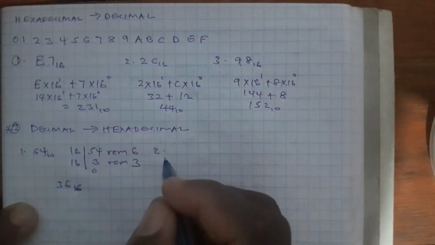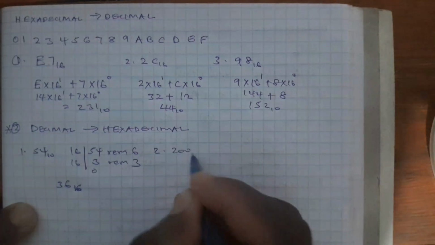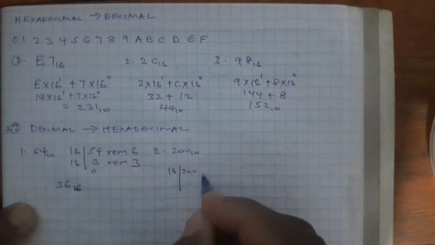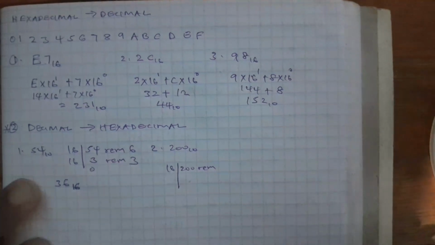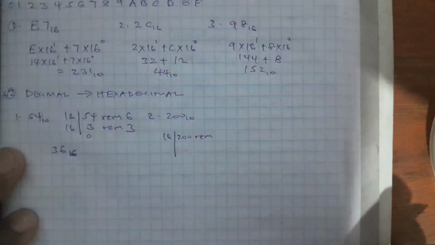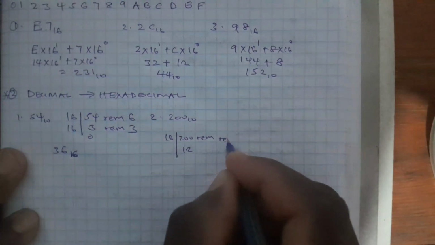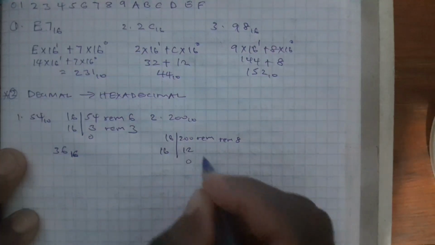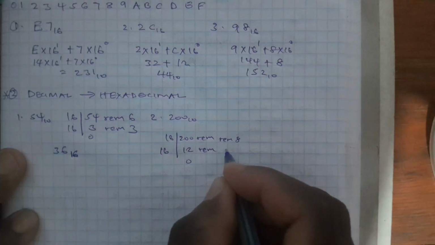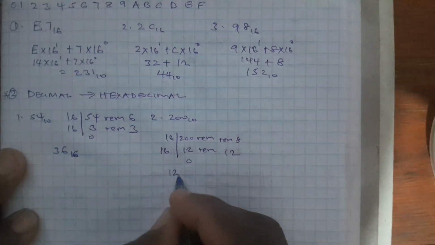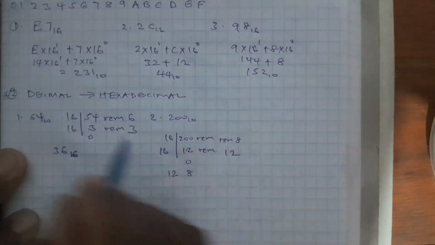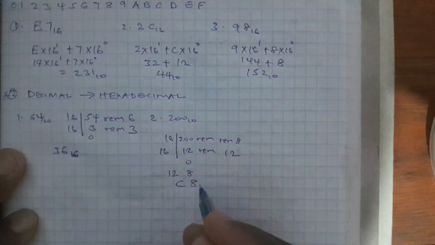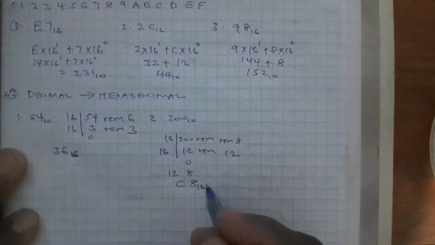Let's look at the second example. You have 200 to the base of 10. You do the same. You divide through by 16 and you note the remainder. 200 divided by 16 is 12, and the remainder is 8. And then 12 divided by 16 is 0. The remainder is 12. So you have 12 and 8. 12 has value of C, 8 remains the same, to the base of 16.